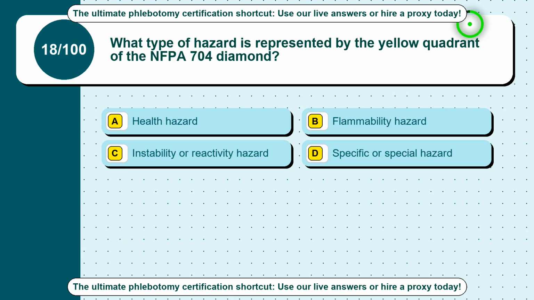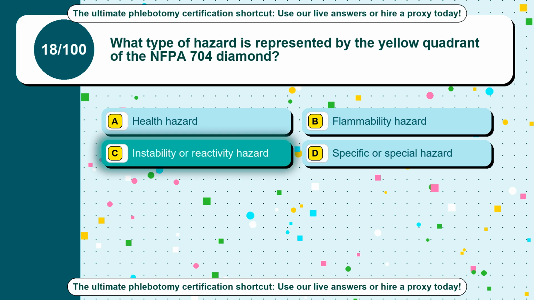Question 18. What type of hazard is represented by the yellow quadrant of the NFPA 704 diamond? Option A, health hazard. Option B, flammability hazard. Option C, instability or reactivity hazard. Option D, specific or special hazard.